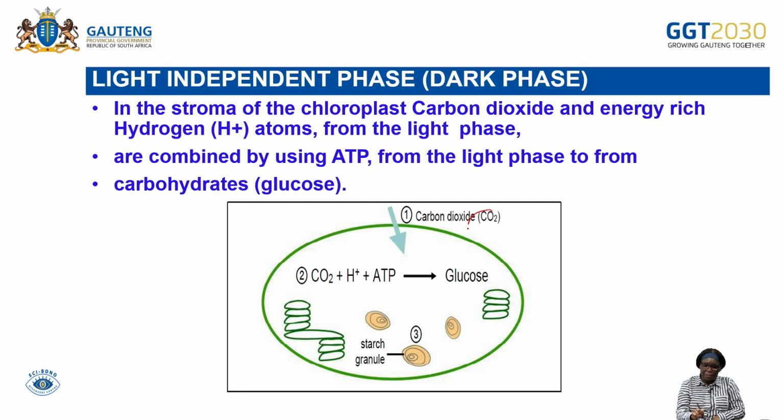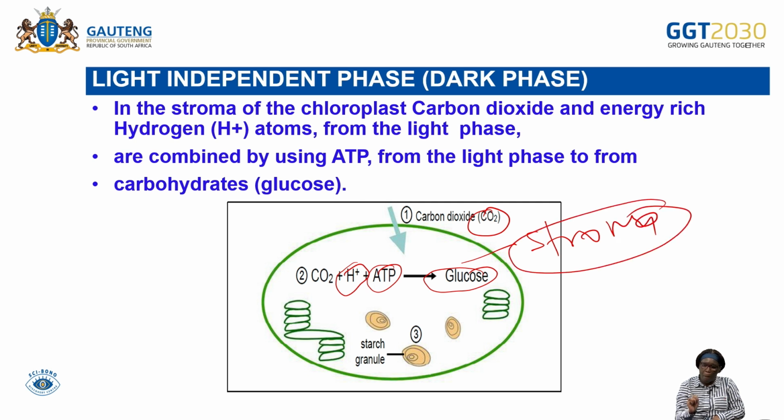Then carbon dioxide combines with the hydrogen that is highly energized, together with ATP, to form what? To form glucose. And this process occurs where? It occurs in the stroma of the chloroplast. This process occurs in the stroma of the chloroplast in the absence of light. Hence, it is said to be the light-independent phase or the dark phase.